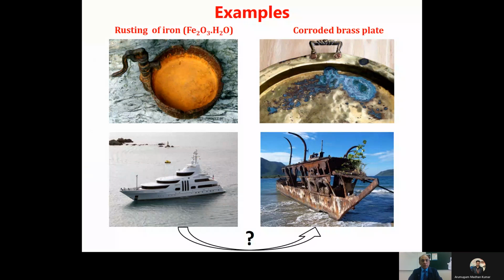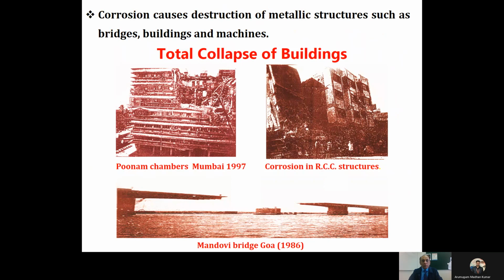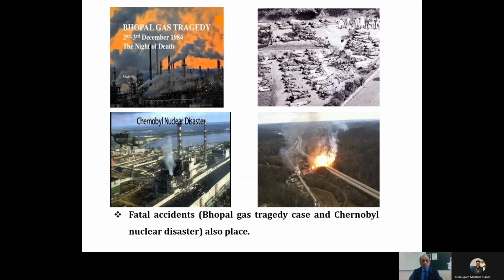These are examples of corrosion: rusting of iron, you can see here, and a corroded glass plate. And when corrosion occurs, the appearance of the structure becomes very ugly. You can see here this corroded ship and a fresh ship. Corrosion causes destruction of metallic structures such as bridges, buildings, machines. You can see here total collapse of buildings and collapse of the Morbi bridge. Sometimes fatal accidents also take place.